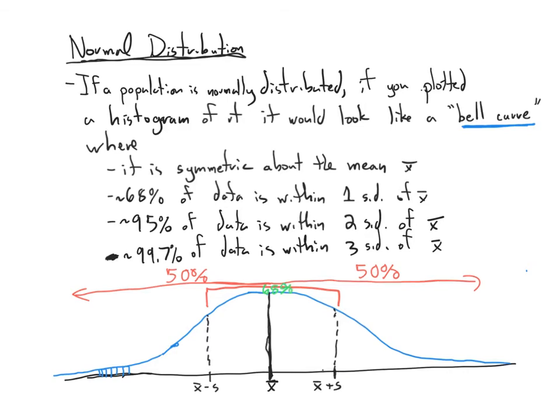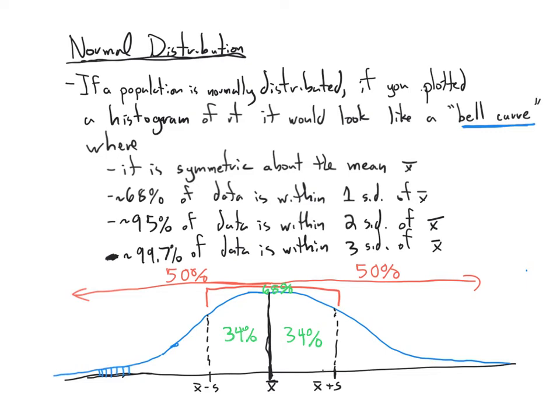Which means, remember, this is a symmetric distribution, symmetric around the mean. So that means if there's 68% within a standard deviation on both sides, it must be split in two. There must be 34% on each side. Okay, and we can continue.